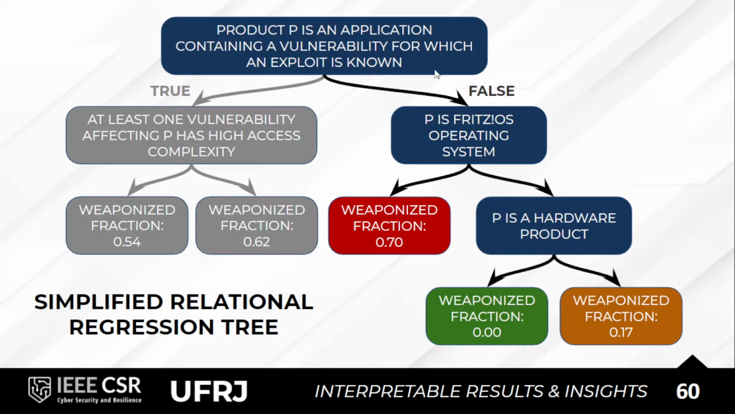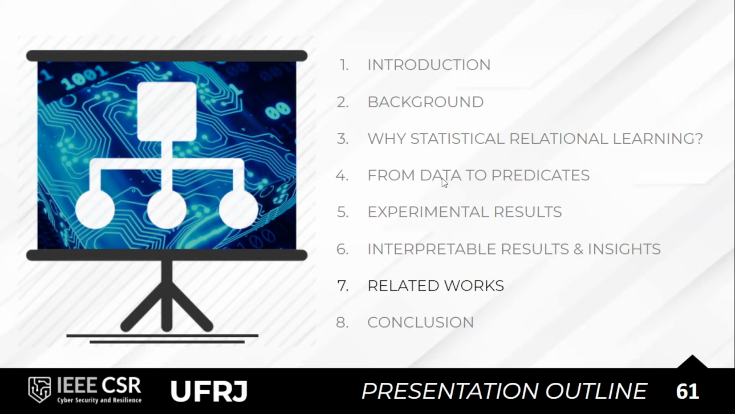On the other hand, we see a drop in the probability of weaponization when the root test fails. The only exception here is with the FritzOS operating system, which highlights the fact that our relationship data is incomplete. Even in this case, our approach was able to generalize rules using entity attributes as well. In our paper, you can find a more in-depth discussion about insights.